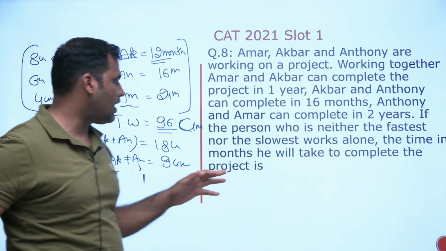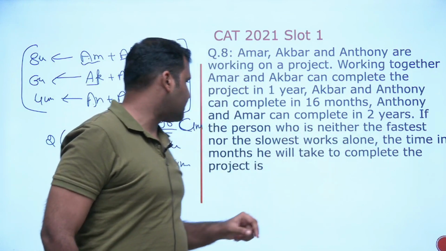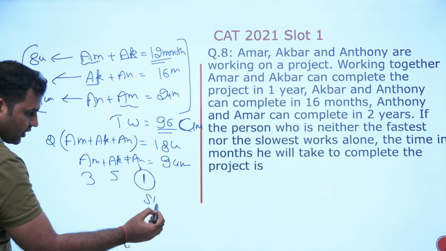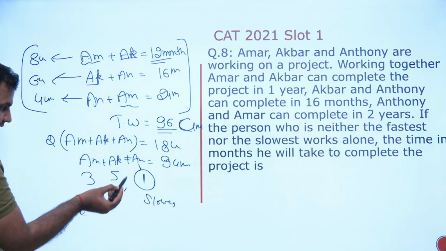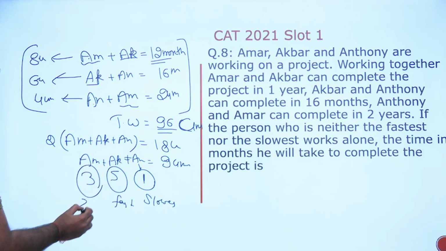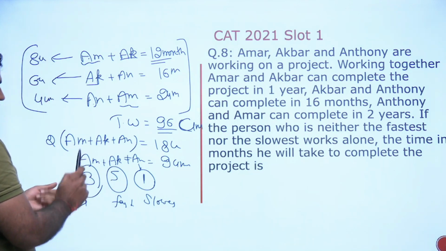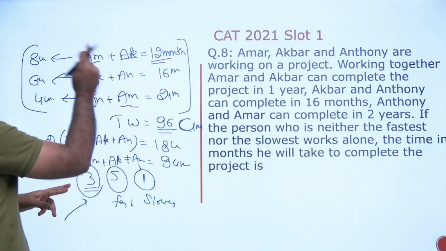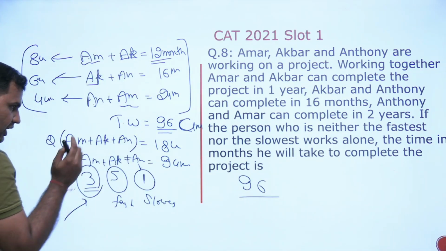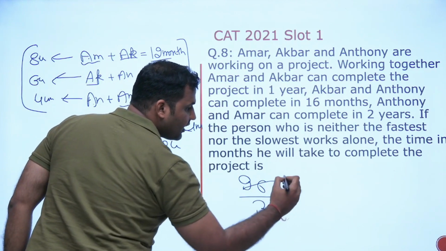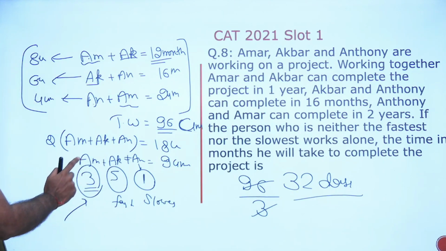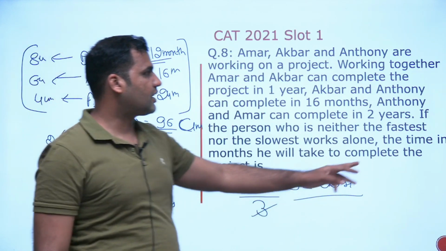Now I am supposed to find out the person who is neither the fastest nor the slowest. आई कैन सी दैट कि सबसे स्लोएस्ट ये होगा क्योंकि ये सबसे कम यूनिट काम कर रहा है. ये सबसे ज्यादा यूनिट काम कर रहा है तो ये फास्टेस्ट होगा. तो अमर इज अ पर्सन जो ना तो स्लोएस्ट है ना ही फास्टेस्ट है. So this person alone, ये एक दिन में 3 यूनिट काम करता है. टोटल वर्क इज 96 यूनिट. सो टोटल 96 यूनिट के वर्क को 3 यूनिट पर डे के हिसाब से 32 डेज में अमर कंप्लीट करेगा. And Amar is a person who is neither the slowest nor the fastest. 32 is the correct answer to the question.